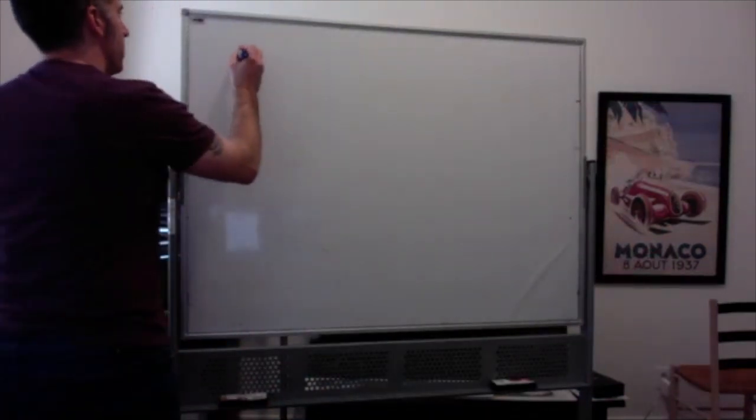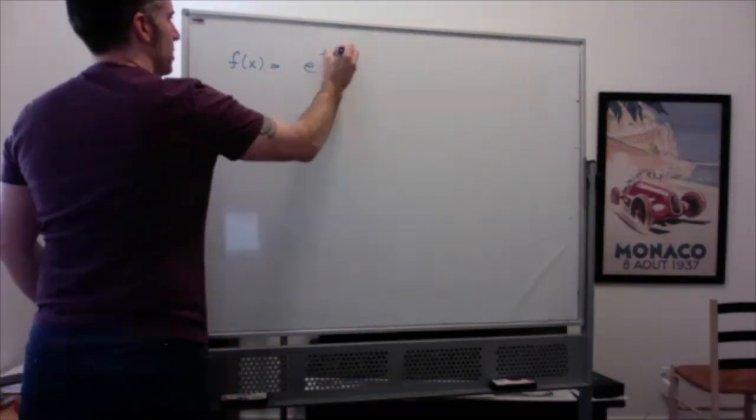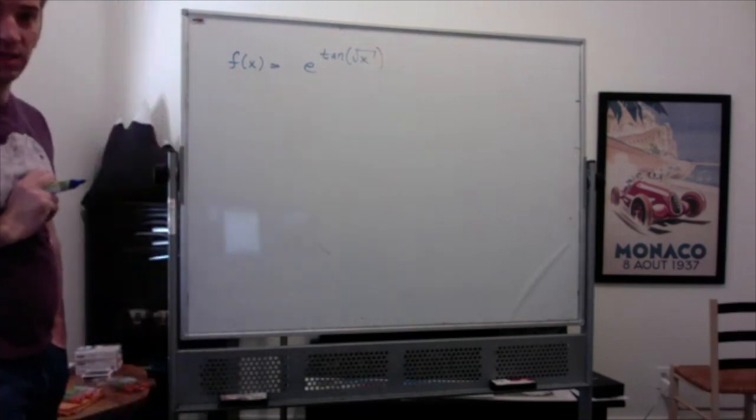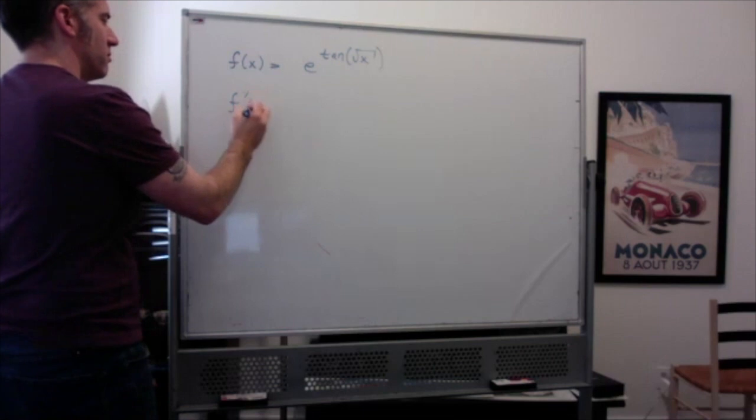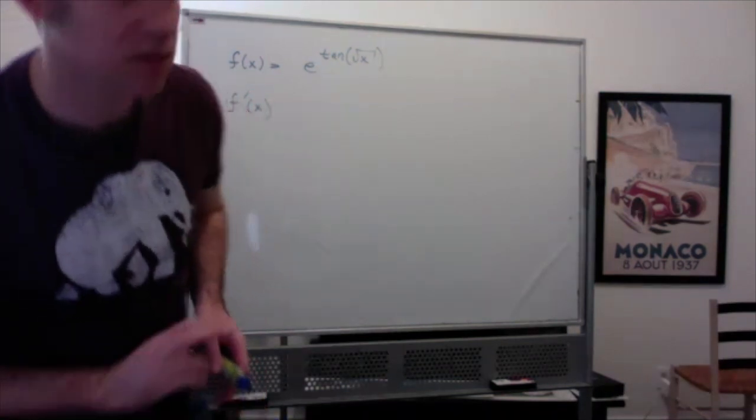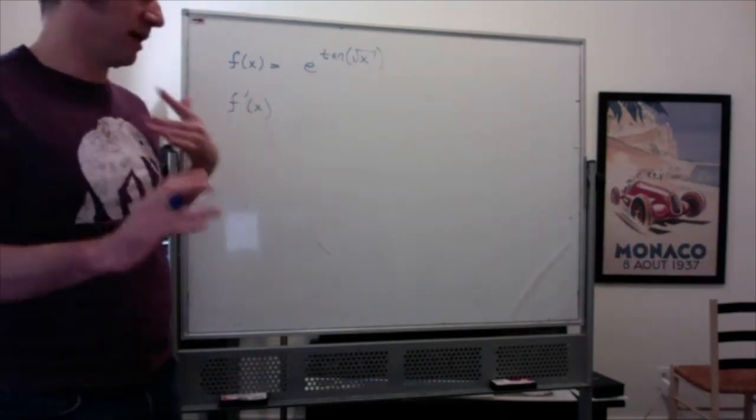Say f of x is equal to e to the tangent of the square root of x. And I want to take the derivative, right? It's all derivatives all the time. So let me put a caret in here. So again, I said this last class.